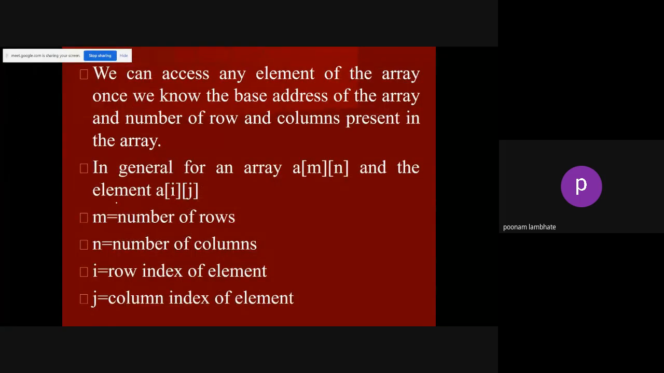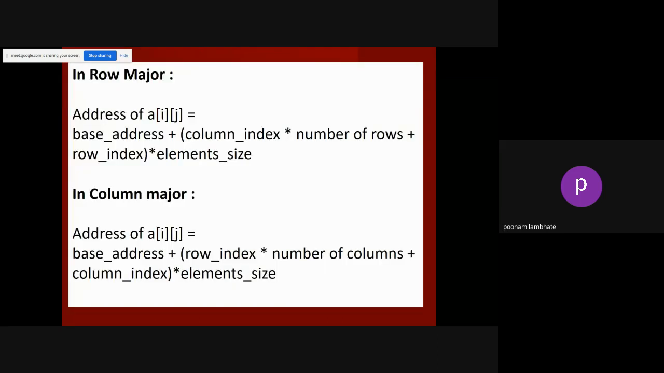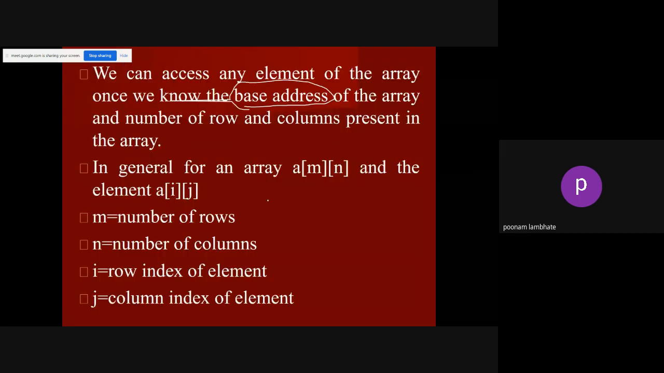So we can access any element of an array if we know its base address. Is it possible? Because we have seen how to calculate the address of the other elements using the base address. If you know the base address, by certain multiplication, you can find out the addresses of the remaining elements of the array. So see here how to calculate that in 2D arrays. You have seen that in 1D arrays.